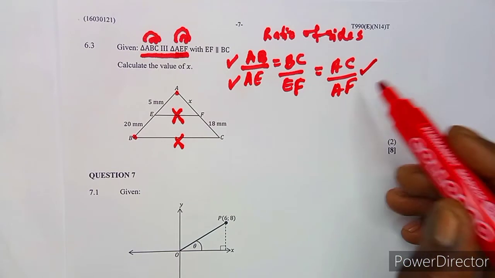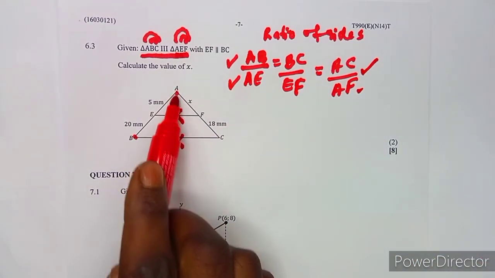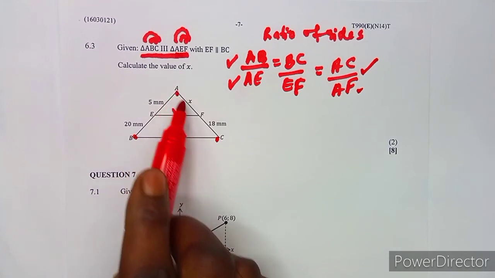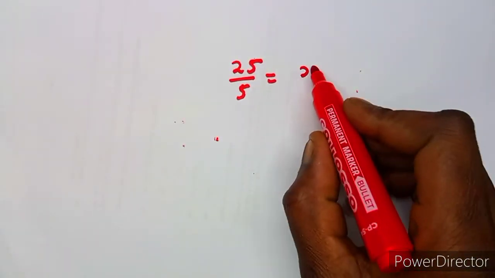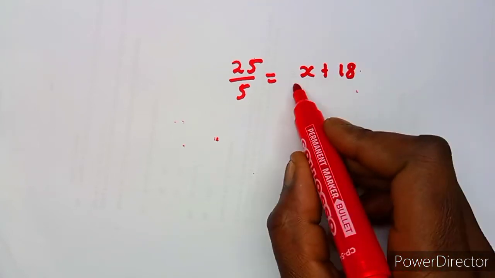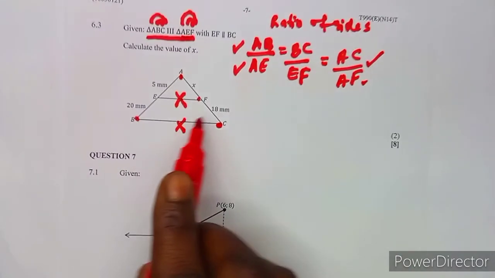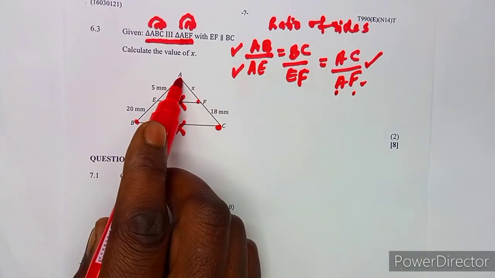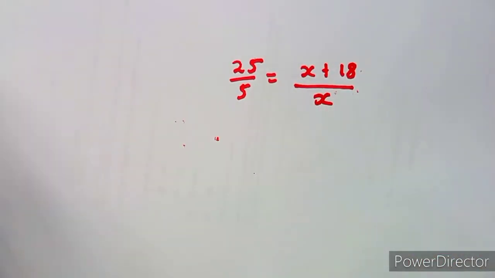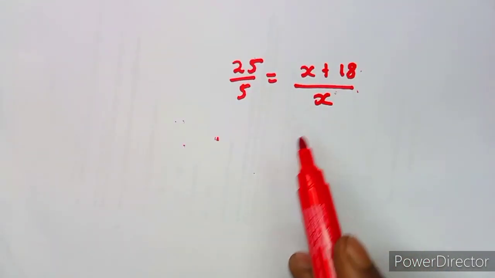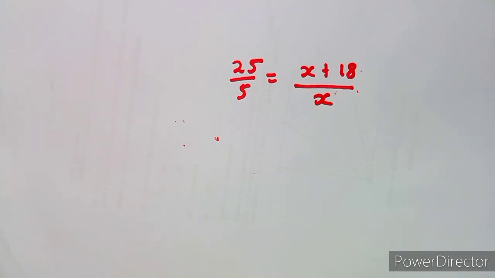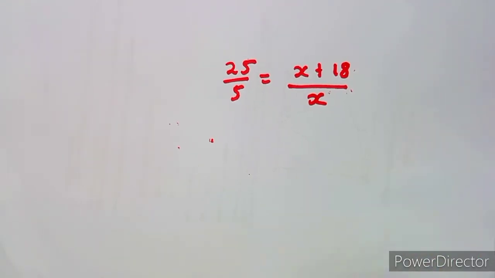We move on to AC over AF. From A to C, if we cross-check here, there is X and 18, so you're going to add X plus 18. So this one is X plus 18 over A to F, which is X. That means we can now calculate the value of X because we have formulated an equation using this ratio of sides.